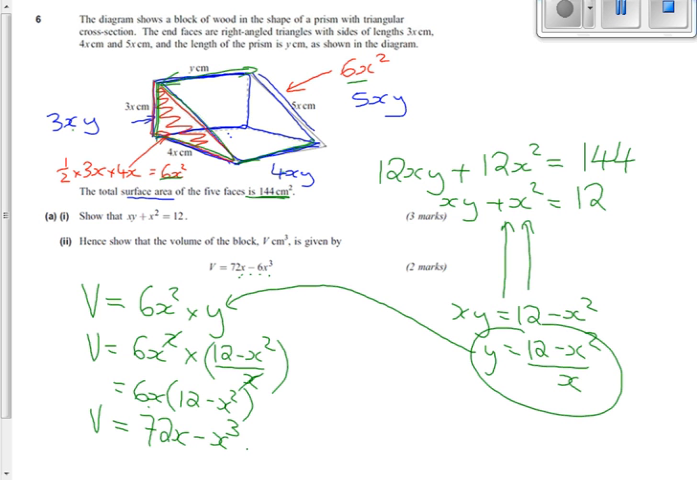I've been very careful to show lots of lines of working because it's a show that. You need to show everything to make sure that you don't make the mistake that I did there. Don't forget the 6.